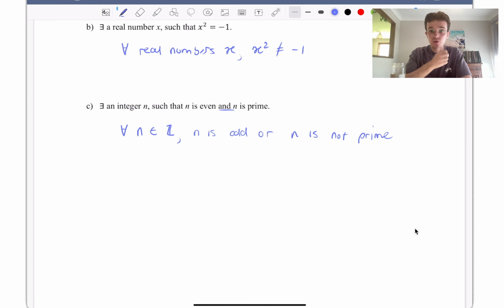Part C, there exists an integer n such that n is even and n is prime. That is true. 2 is both even and prime. Let's have a look at the negation. For all n belonging to the integers, n is odd or n is not prime.